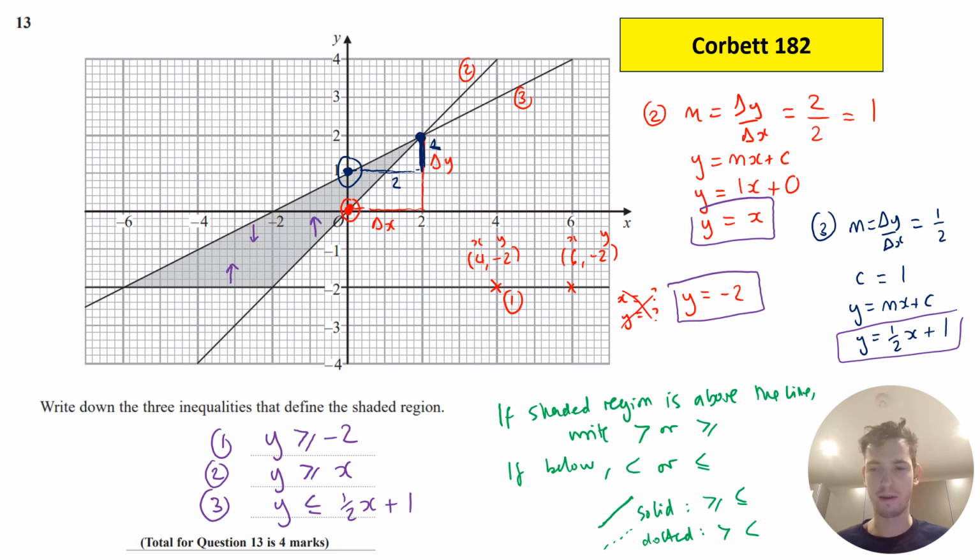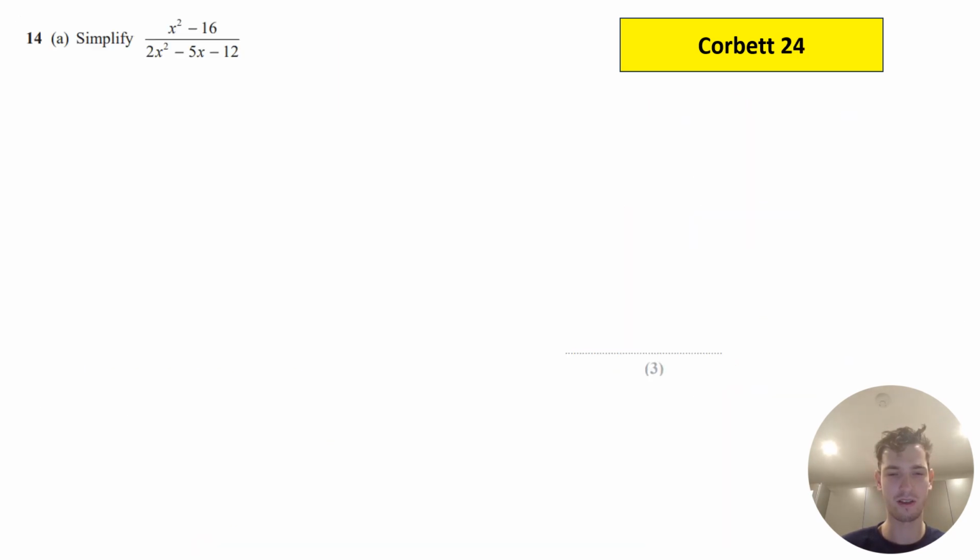So just to recap the steps, my first step was to find the equation of my line. And then my second step was to figure out what inequality sign I needed. Put it all together, and I got the 3 inequalities that define my region. Next question. Okay, so this is an algebraic fraction, and I'm going to simplify it. And I know that when I see these types of questions, my key is to factorize.